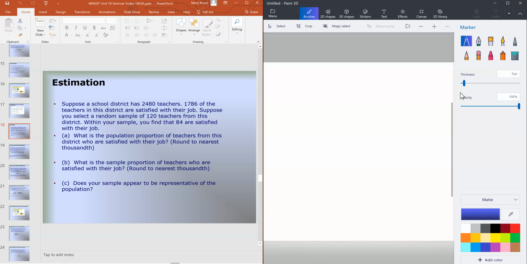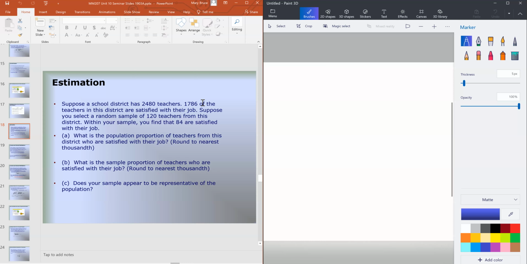So this first example that you see, and this is from the Unit 10 slides, so it was covered in seminar also, it tells us how many teachers are in the entire population. It says, suppose the school district has 2,480 teachers. So that's the size of the entire population. And it tells us that 1,786 of those teachers are satisfied with their job.